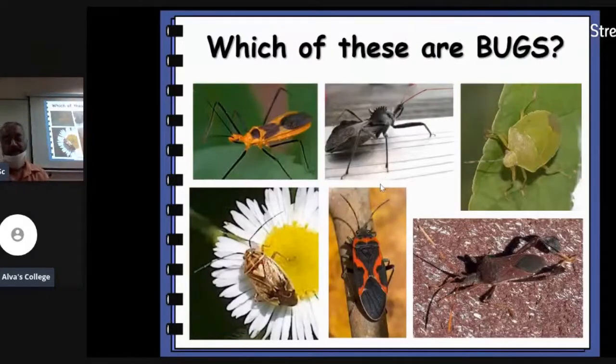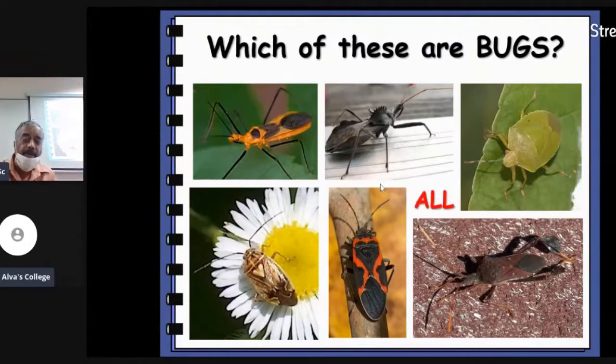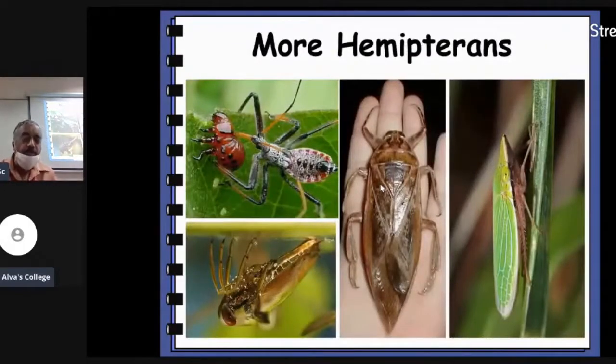Then, for example, these are the different kinds of bugs. So you can appreciate the diversity in this group of insects called bugs. Some are blood-sucking, some are sap-sucking, some are predators, some feed on the pollen of flowers. All these six insects are nothing but bugs. They belong to the order called Hemiptera. Hemi means half, tera means wings. So the insects which have half membranous and half hard wings belong to this Hemiptera group.